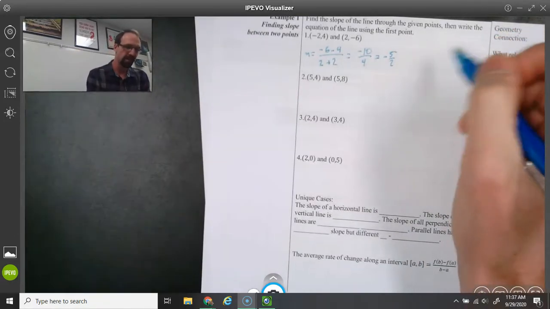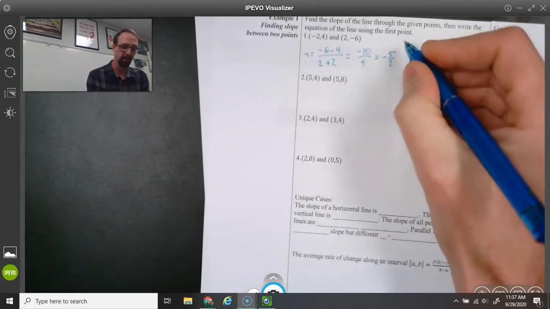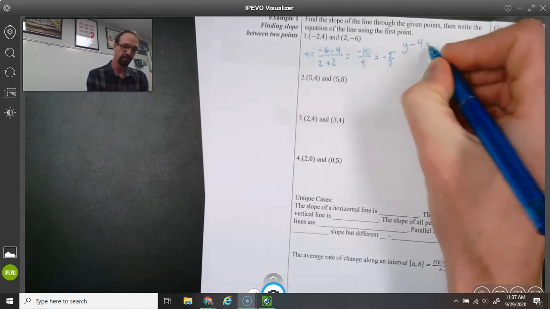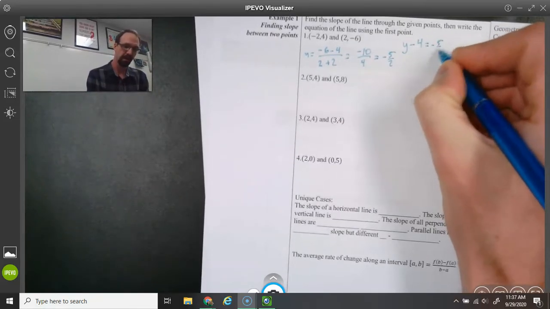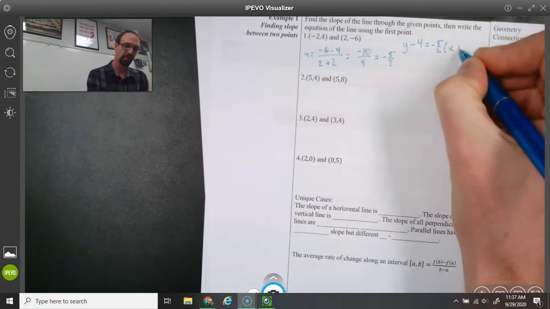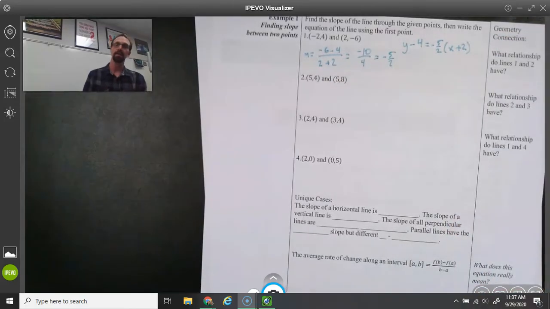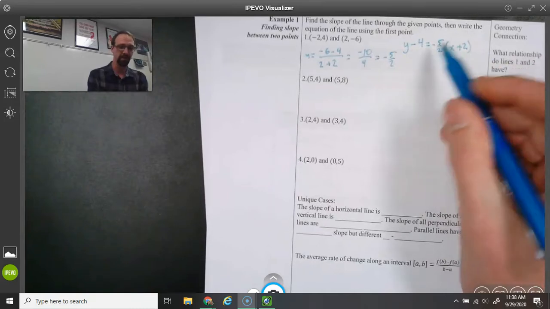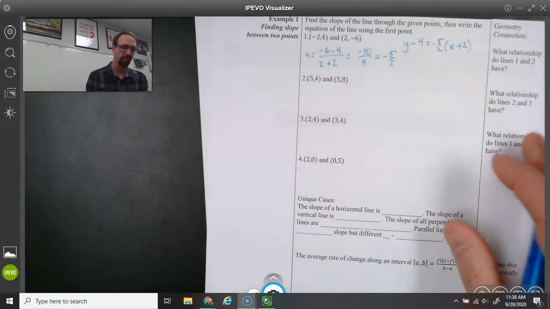It says write the equation of the line using the first point. That means I'm going to do y minus 4 is equal to negative 5 halves times x plus 2. This is in point slope form. It's one of the easiest ways to write an equation. I can convert this to y equals mx plus b, or slope-intercept form, by just distributing out this negative 5 halves and then adding 4 on both sides.